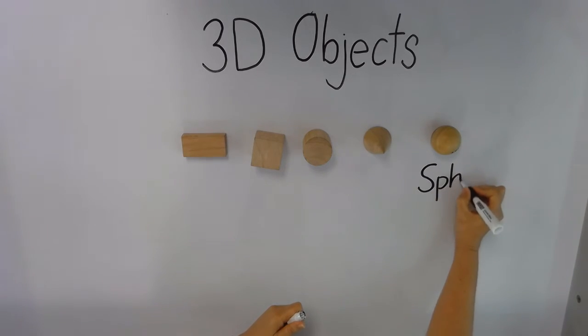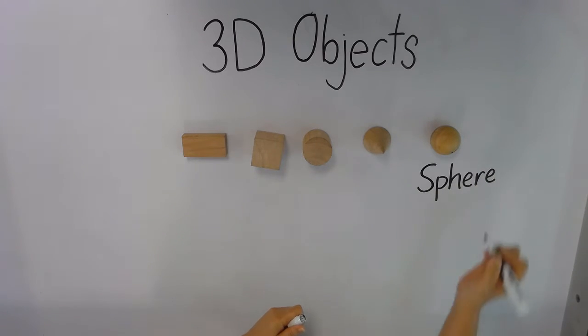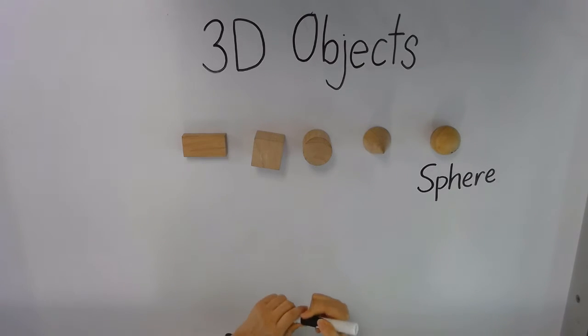The spelling of sphere is really tricky. It is a little bit. If you would like to get a pen and paper and write these objects' names down to practice writing them, that's a really good idea for you to do at home.